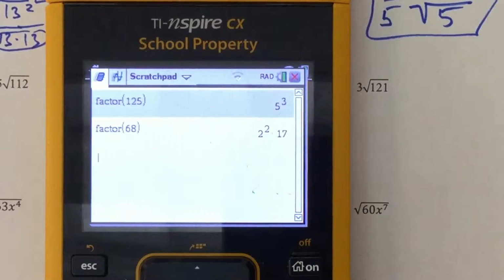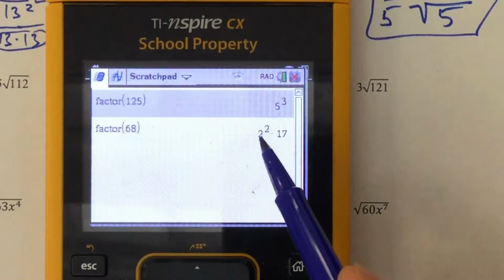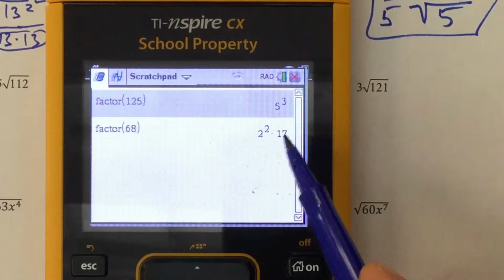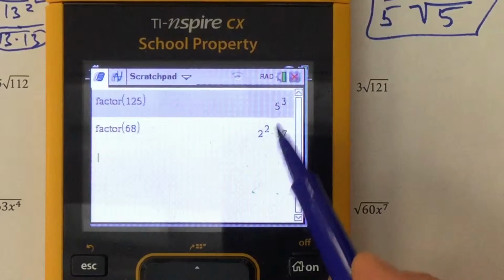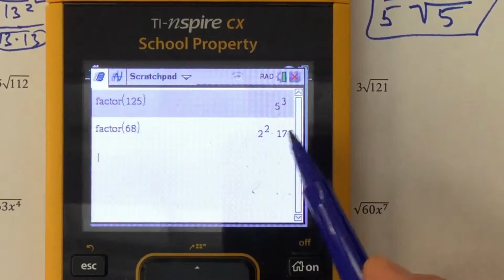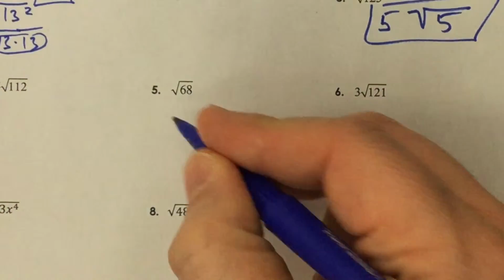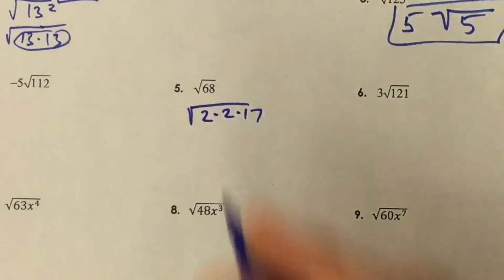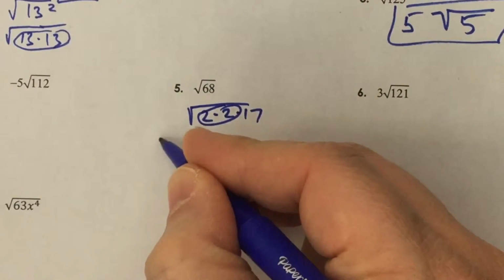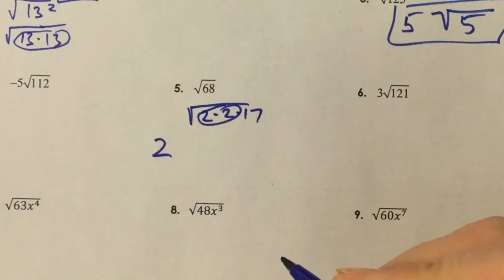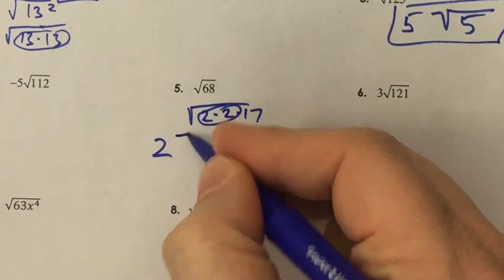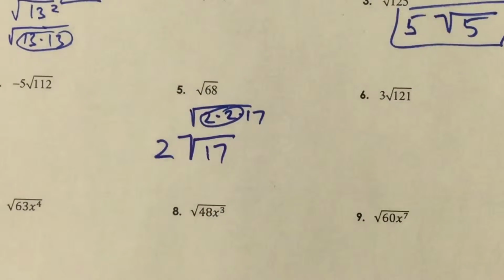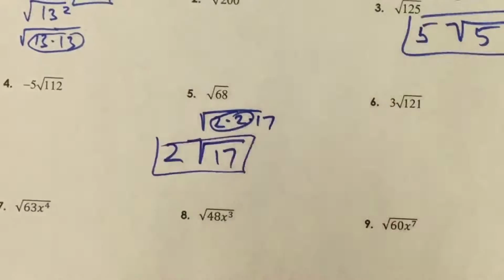I put in 68, push enter. I have 2 to the 2nd power times 17. That's giving me two 2s and a 17. So 2 times 2 times 17. I'm going to circle my pair of 2s and rewrite that as one 2 on the outside. All I have left on the inside is square root of 17. There's my answer for that one.